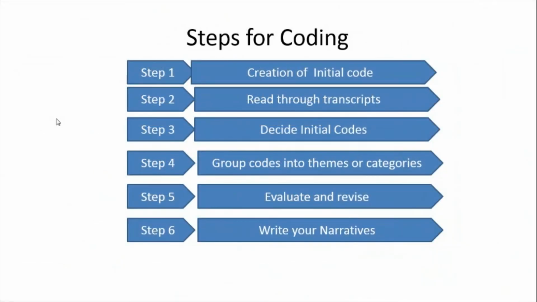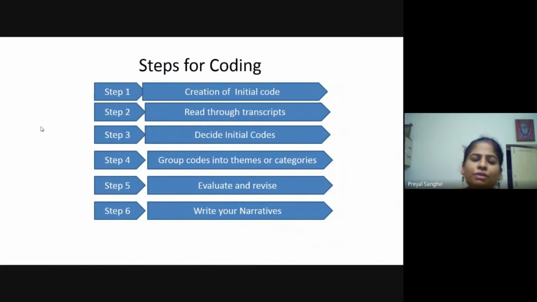First, the first step is the creation of the initial code. Second step is read through the transcript. Third is decide initial codes. Fourth is group codes into themes or categories. The fifth is evaluate and revise. And the sixth is write your narratives. Here we are going to discuss it one by one.